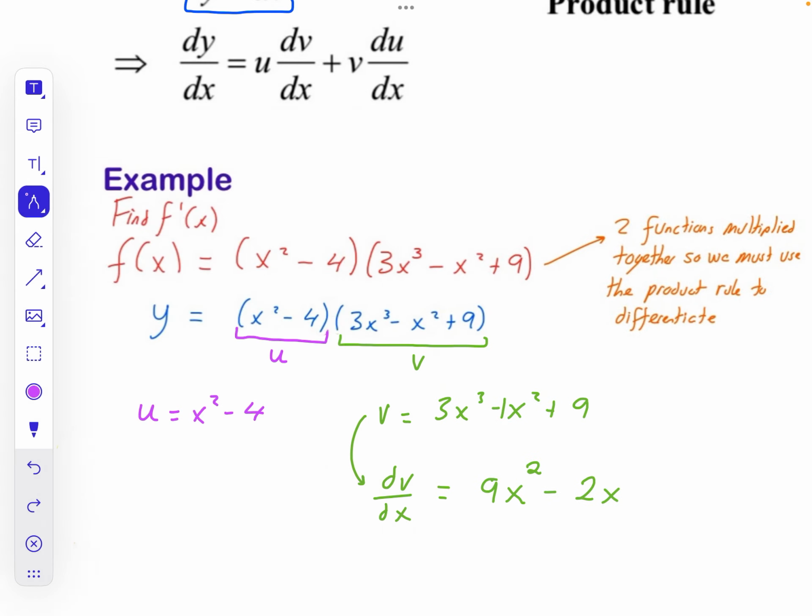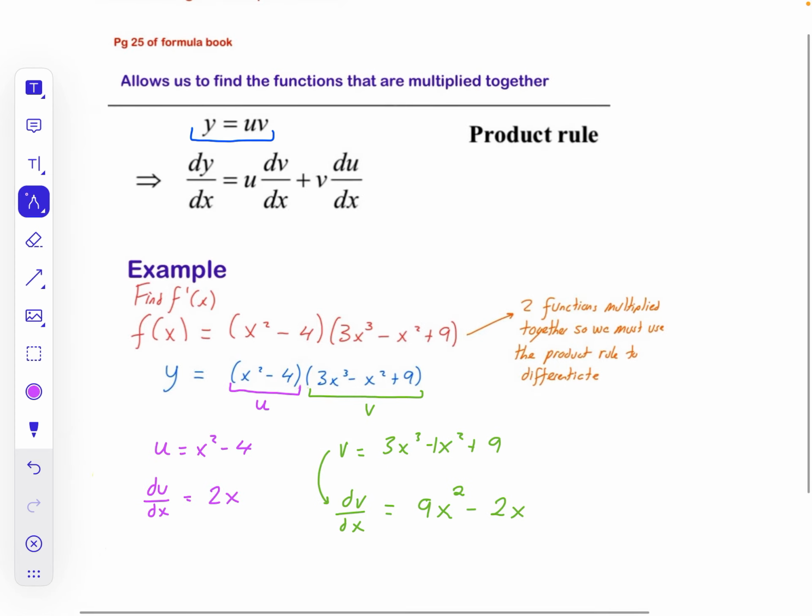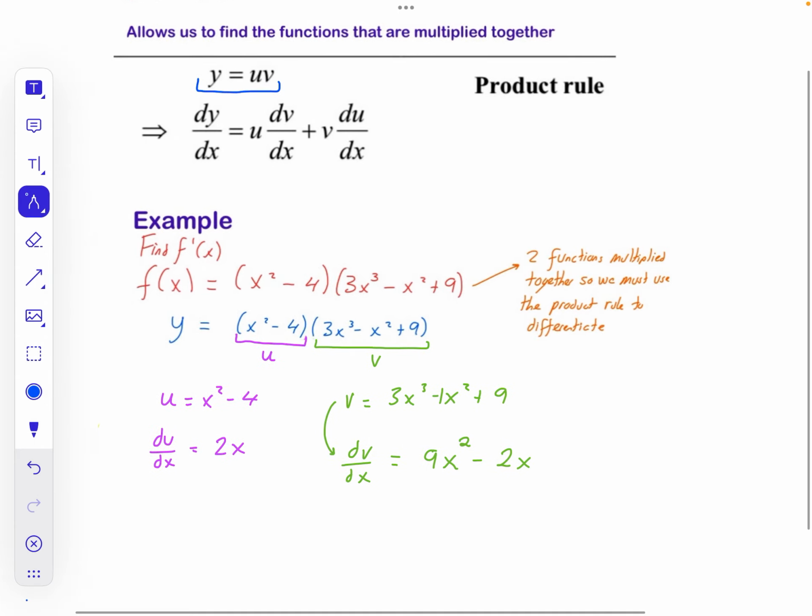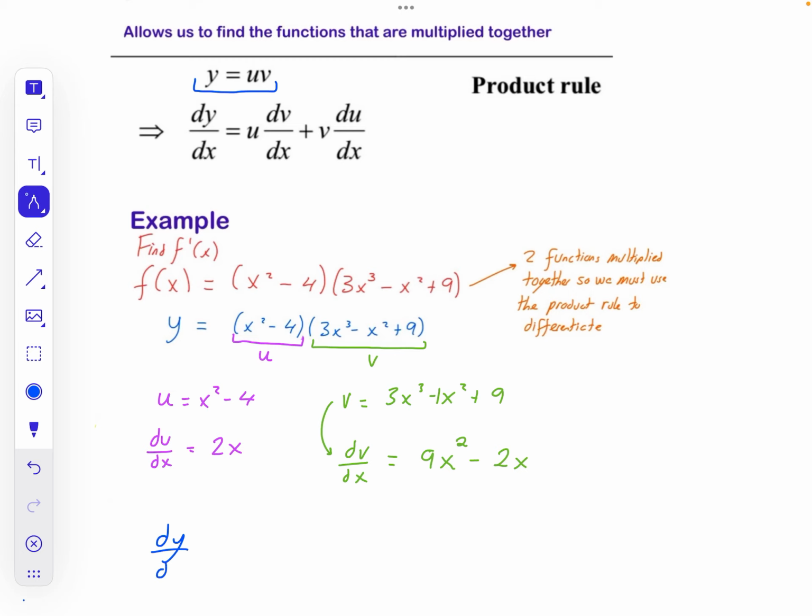Now, in our formula we also need du dx, and we're going to get that by differentiating u. Okay, now, you should be working ahead of me here and trying to differentiate what this will be, so this will just be 2x when you differentiate it. Okay, now if we go back up to our formula, we know what u is, we know what dv dx is, we know what v is, and we know what du dx is, so we can fill those into our formula and find our answer.